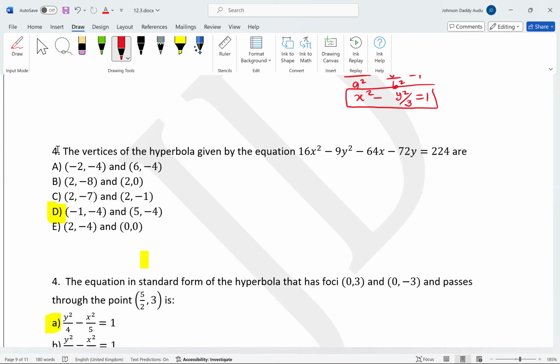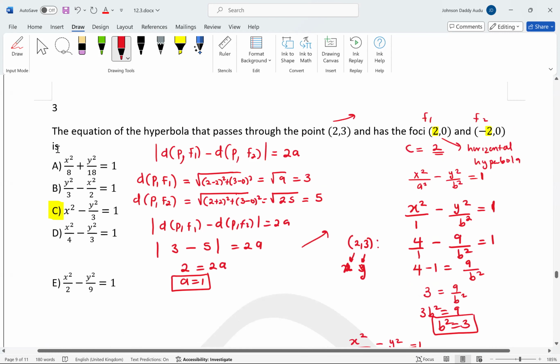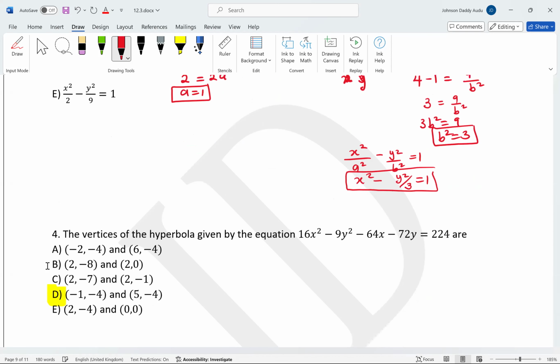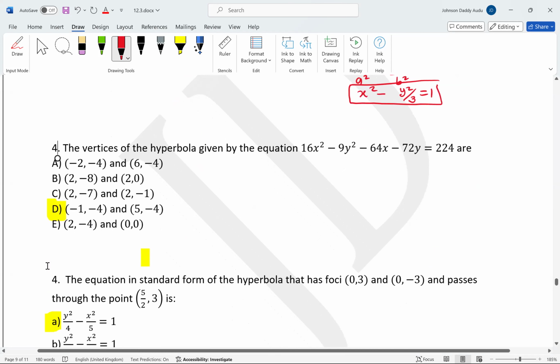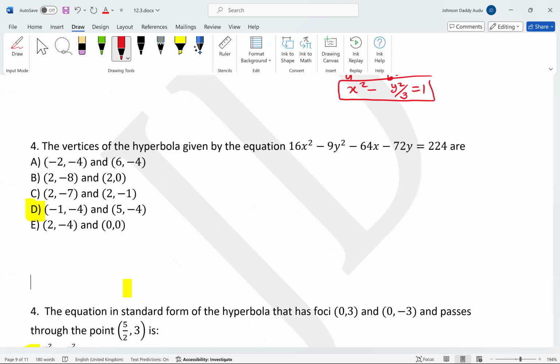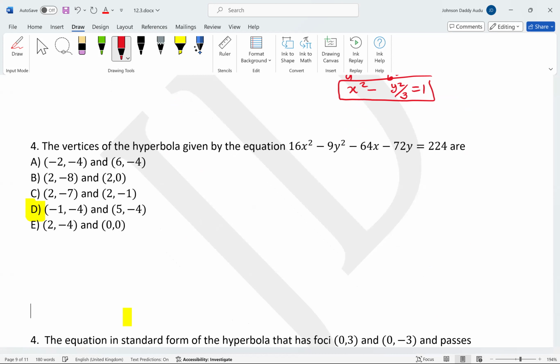So let me put this as equation 4, the fourth equation. Now look at this one. This one is the vertices of the hyperbola. So we just need the vertices of the hyperbola. So it means we have to rewrite in the original form.